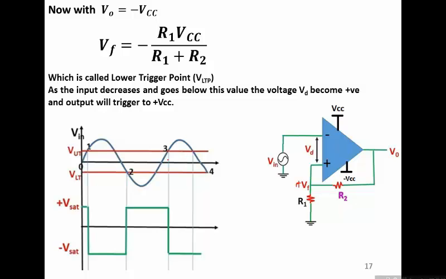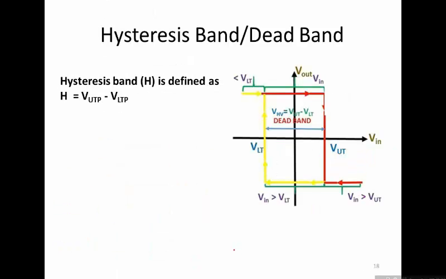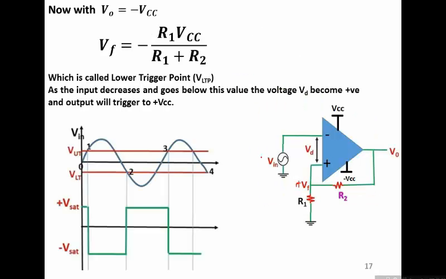That is, at this point the input becomes higher than this level, then the output goes again to negative saturation. Next we would like to see the hysteresis curve and hysteresis band. What is the hysteresis curve? The hysteresis curve is the relationship between the input and the output of the op-amp. The input is the input signal that is applied, and the output is defined here.